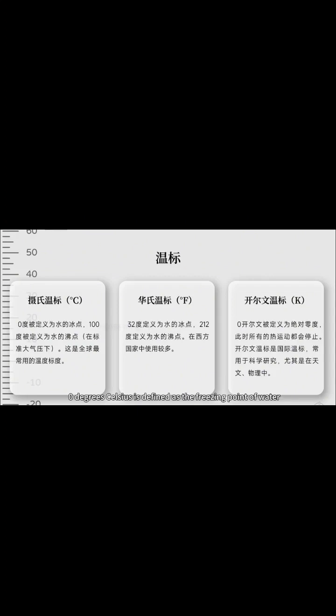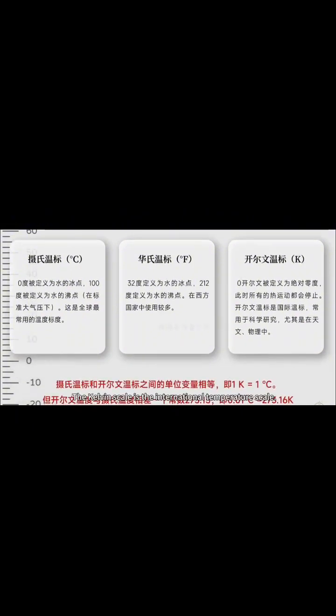The temperature scale is the standard system for measuring temperature. It is similar to a ruler of temperature, and the common temperature scales are the Celsius, Fahrenheit, and Kelvin temperature scales. The Celsius temperature scale of 0 degrees is defined as the freezing point of water, and 100 degrees is defined as the boiling point of water, which is the most commonly used temperature scale worldwide.